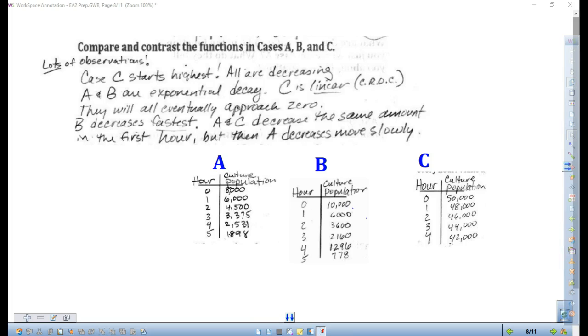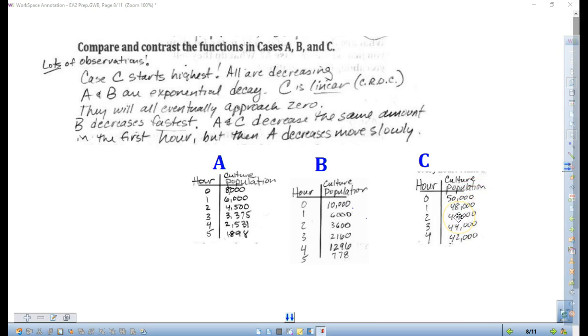So here's what I came up with. Again, lots of observations, but I noticed that case C starts the highest. It had 50,000 to begin with. All of these cases were decreasing. A and B were exponential decay, and C was linear, decreasing linearly. It had a constant rate of change. They will all eventually approach 0 because we're going lower and lower. And B decreases the fastest. At least at first, it goes down 4,000, where the other two both go down 2,000. And this one just keeps going down by 2,000 every time.